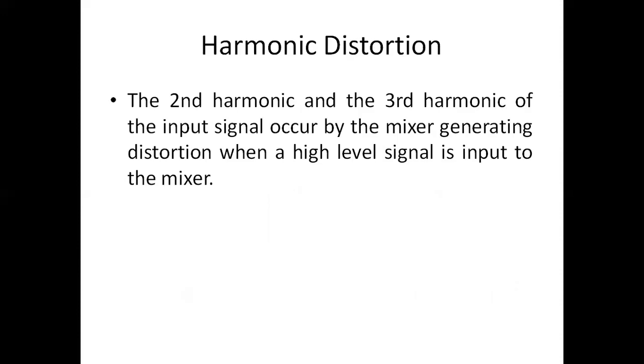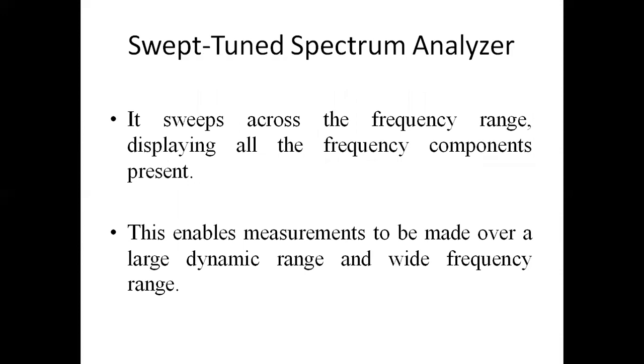And the third characteristic of noise is harmonic distortion. Due to the usage of mixer and local oscillator as well as IF filter, the harmonic distortion can't be prevented, but it can be minimized. The second harmonic and third harmonic of the input signal occur in the mixer, generating the distortion when a high level signal is input to the mixer. So when a high level signal is given as input, this harmonic distortion will take place.